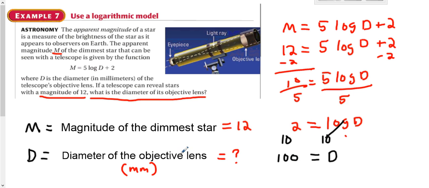So the diameter of our objective lens is going to be, and we'll go ahead and take the question mark out, and go ahead and write in our answer, 100 millimeters. Okay, that answers our question. What's the diameter of the objective lens? It's 100 millimeters. We did it by simply identifying our variables, substituting them in, and then using techniques to solve logarithmic equations, which in this case was exponentiating. So if you have any questions, go ahead and write them down on the side, and we'll handle them during class.